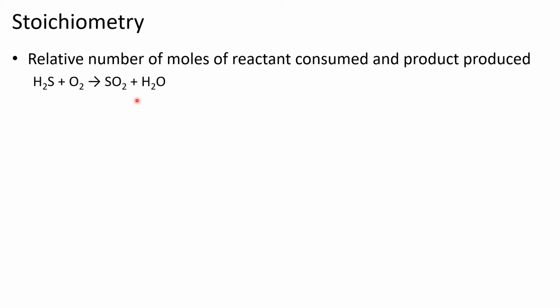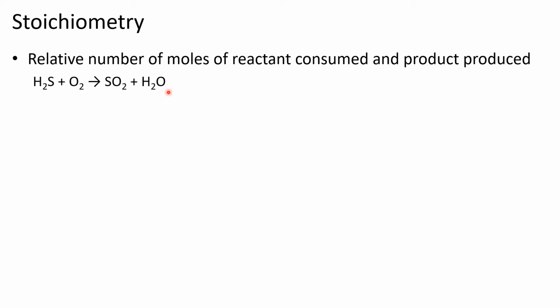It does not indicate the relative number of moles of reactant consumed and product produced. Because if we look at the number of atoms of oxygen that are present in the reactants on the left-hand side, there are 2. But if we look at the number of atoms of oxygen that are present in the products on the right-hand side, there's 3. For this reaction to be balanced and therefore indicate the relative number of moles of the reactant consumed and product produced, the number of atoms of oxygen on the left has to be equal to the number of atoms of oxygen on the right. The same is true for hydrogen and sulfur.